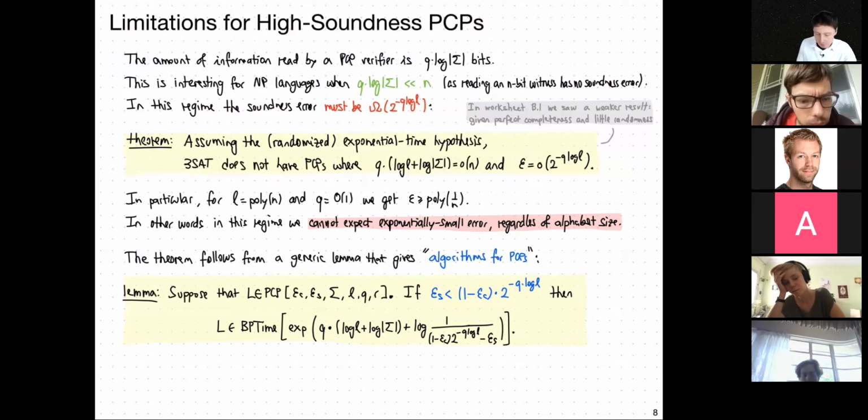So let's just ignore for a moment this term over here. It doesn't really matter too much right now. The point here is that if your soundness error is too small, according to this threshold that we wanted here, then you can decide the language in time that is exponential roughly in Q log sigma. Log L here is not very important. And we wanted Q log sigma for the PCP to be interesting, already to be sublinear. So this is a bad conclusion. It means that L cannot be hard, cannot be exponentially hard.